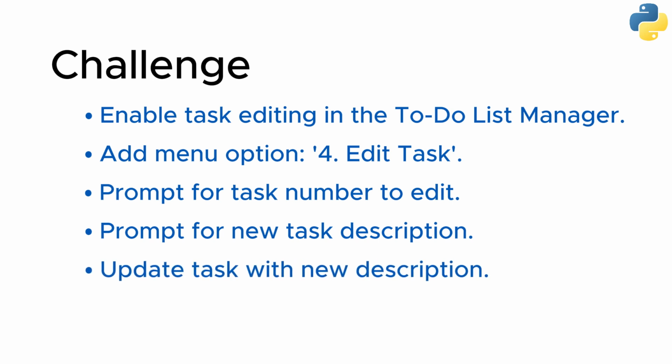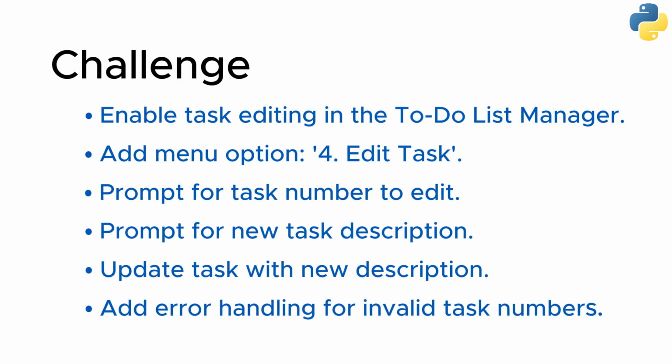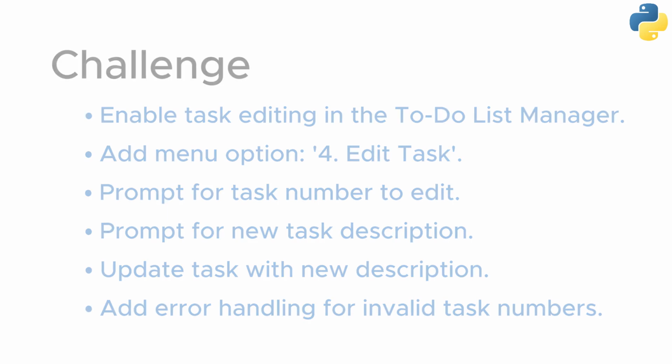Then ask them for the new description of the task. You'll use the index you calculated and simple assignment, todo_list[index] = new_description, to update the item in the list. And don't forget the error handling we just learned for invalid task numbers.